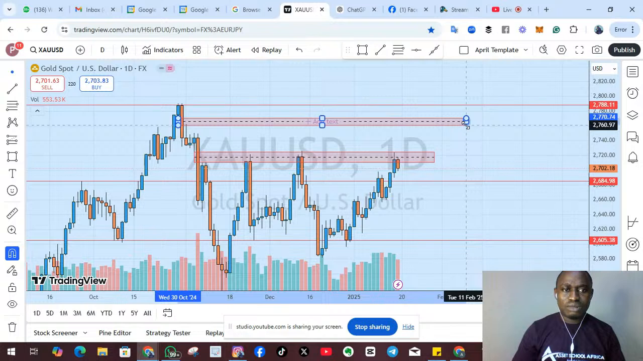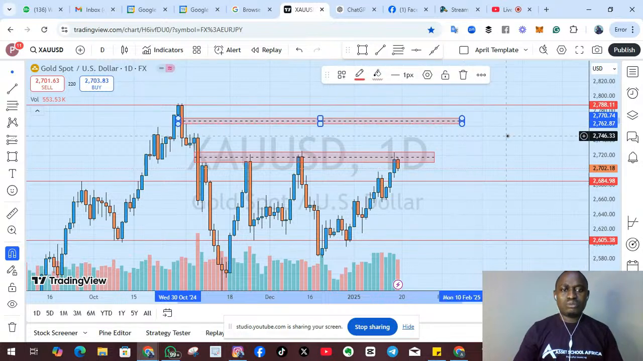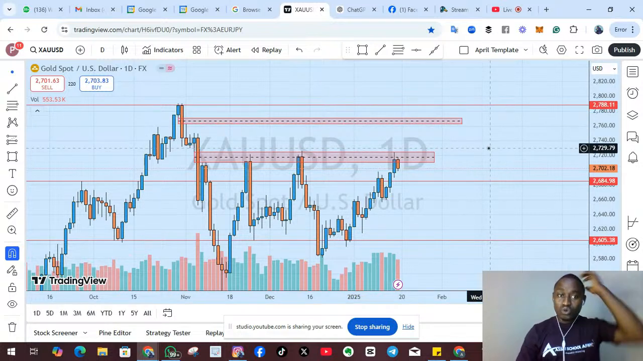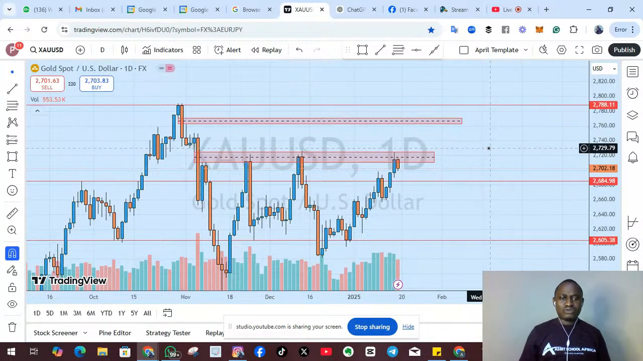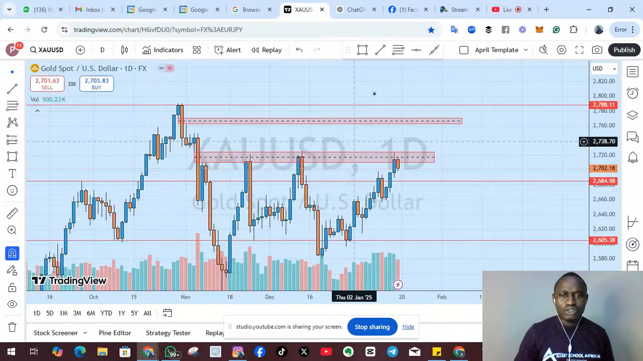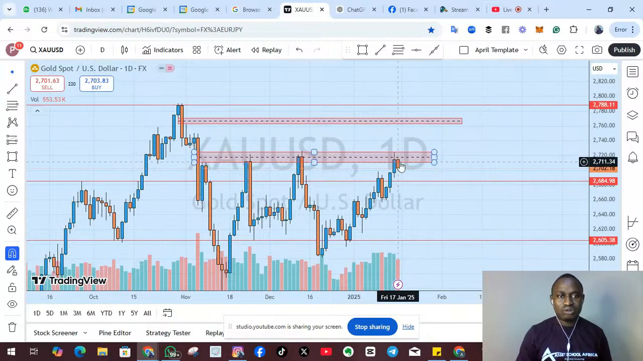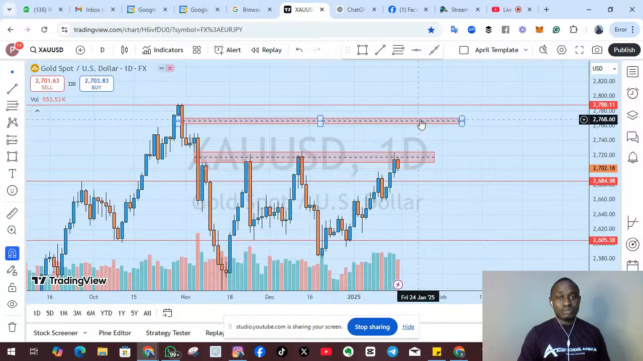So no matter what price does, price must come back to fill up those areas in the market. Price is always coming back to fill up those areas in the market. So obviously this has been mitigated now. We might be approaching this place.